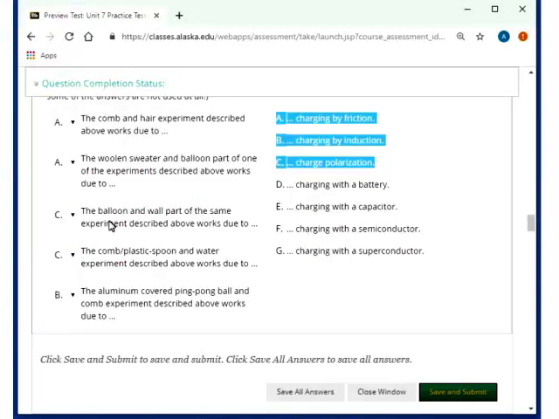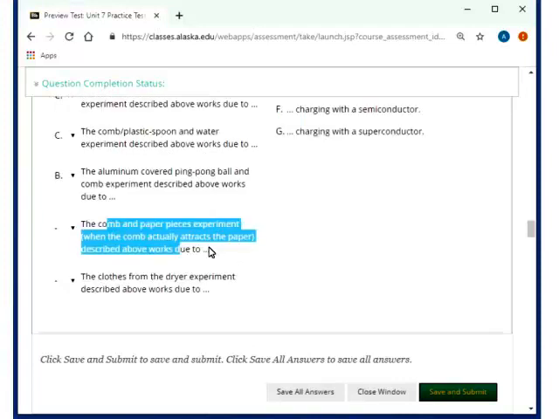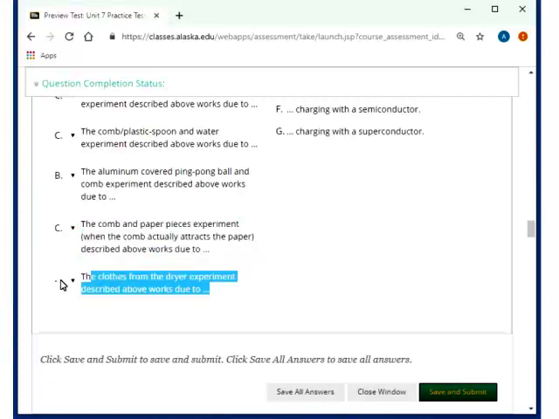The piece of paper experiment described above, well, works due to friction again. I take that back, polarization. The clothes from the dryer experiment described above works due to friction. There you go. All right, next one.